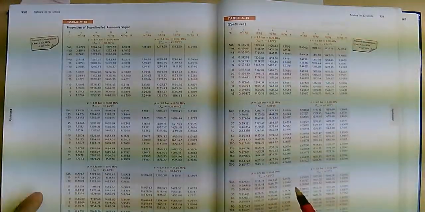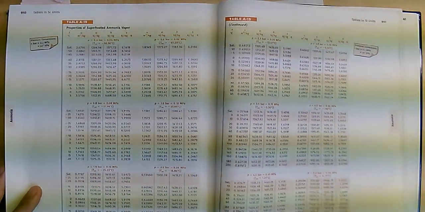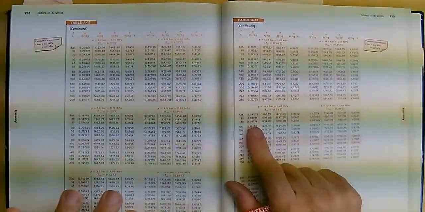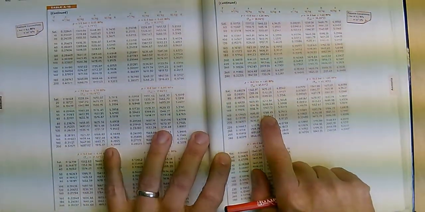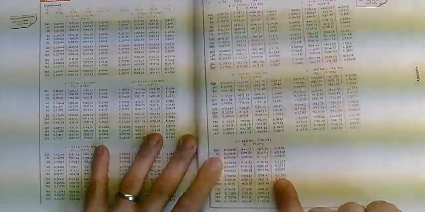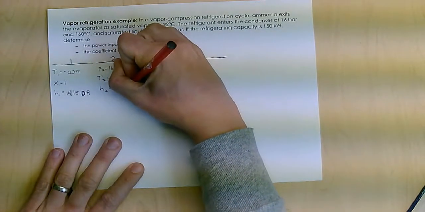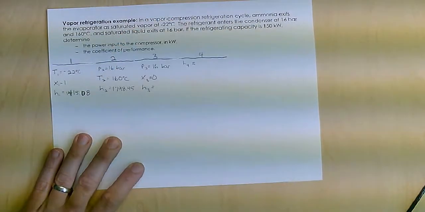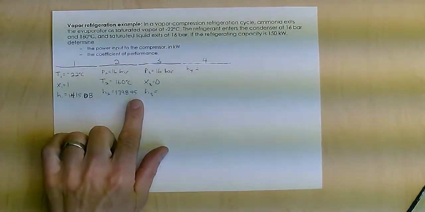So 16 bar, 160 degrees. I'll probably be up here. Okay, so it's 16 bar, I'm in this table right here, 160 right here, so H2 is 1798.45.